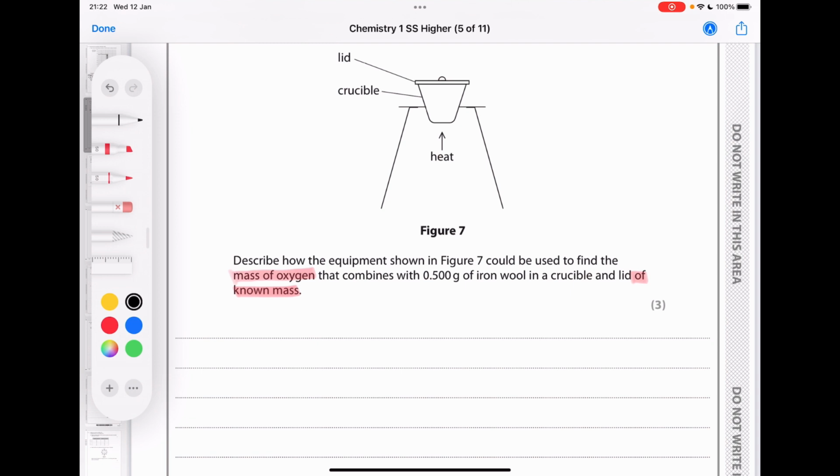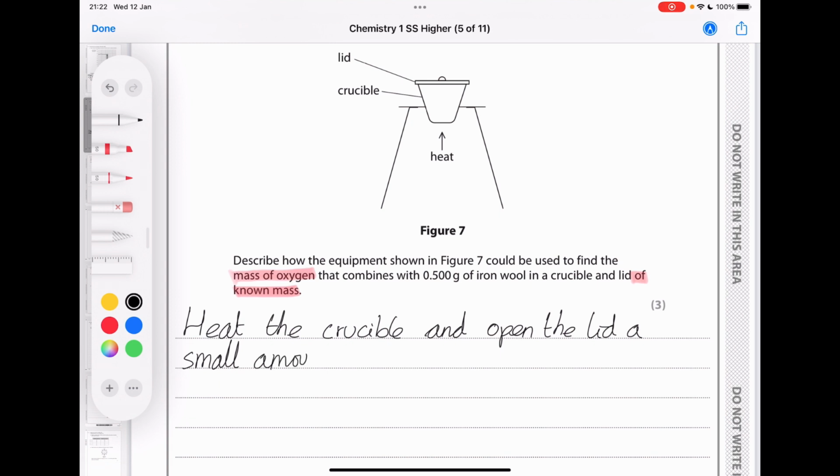This is an experiment that you should have done before. The mistake a lot of people made was to think we're trying to keep oxygen out, but we're not. We're trying to get oxygen into this crucible, and to do that, the first thing to do is to heat the crucible, because if we don't, the reaction will be much, much too slow. And we need to open the lid a small amount to let oxygen in.